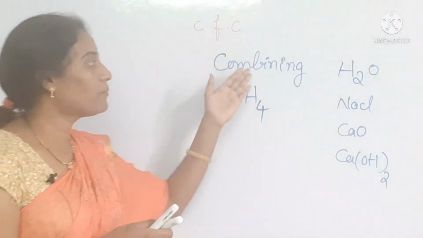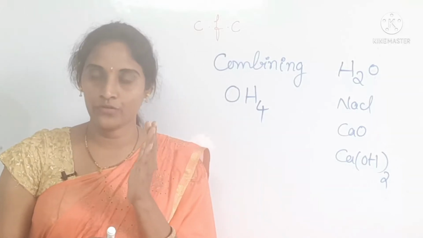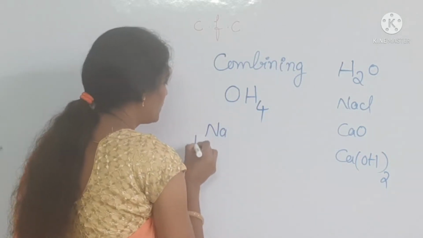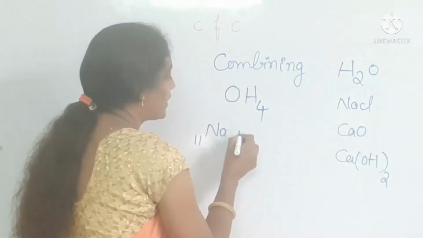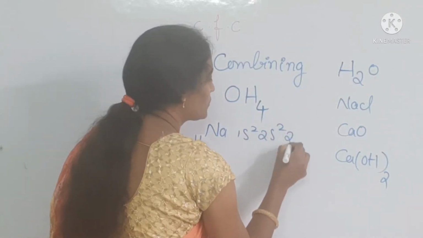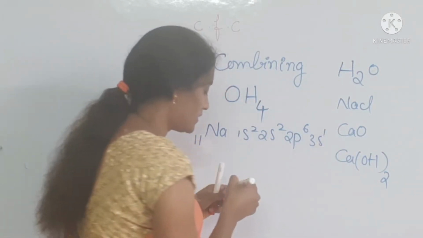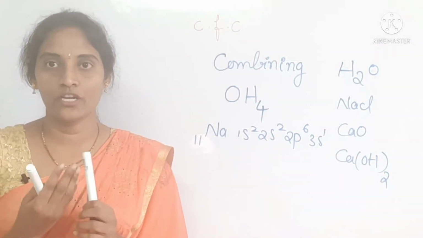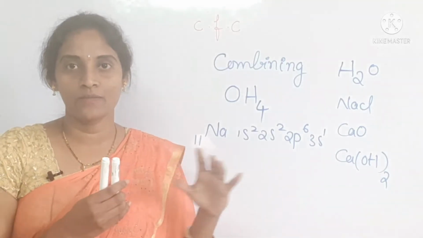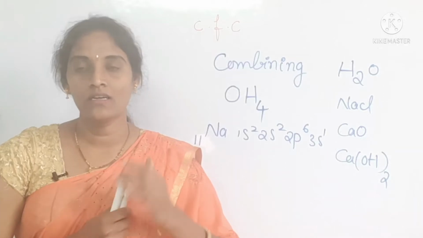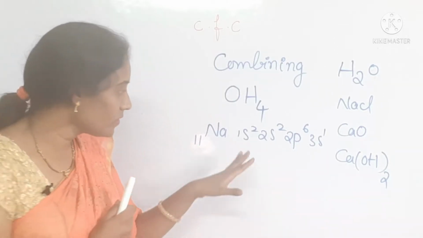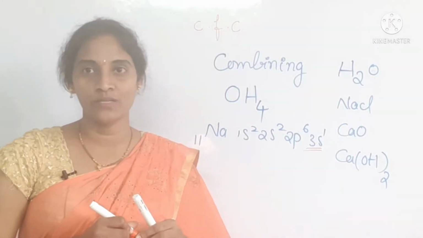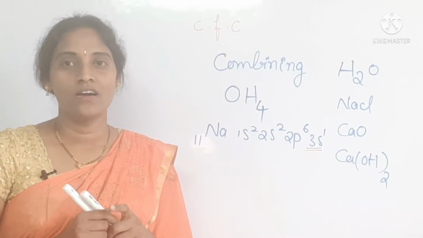In the same way, for the combining capacity of an atom, you can take an example, students. Sodium, atomic number 11, 1s2, 2s2, 2p6, 3s1. Combining capacity always depends upon the outermost shell. The number of electrons present in the outermost shell of an atom is known as its valency, we can also call it. See here, the third shell is the outermost shell of sodium. It has only 1 electron.